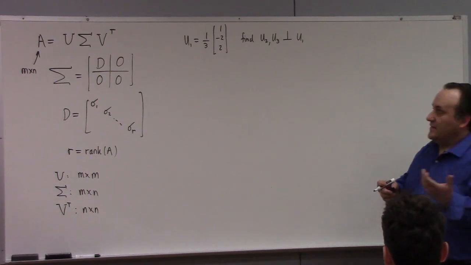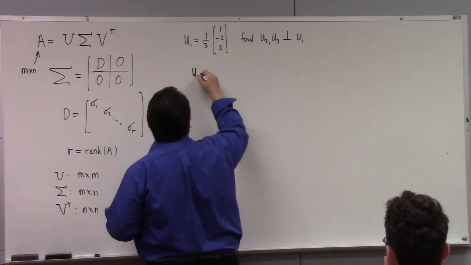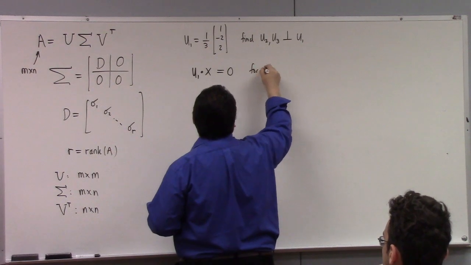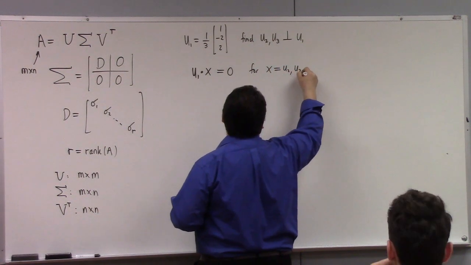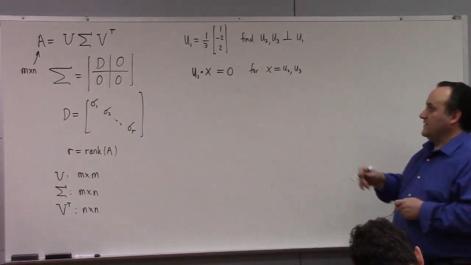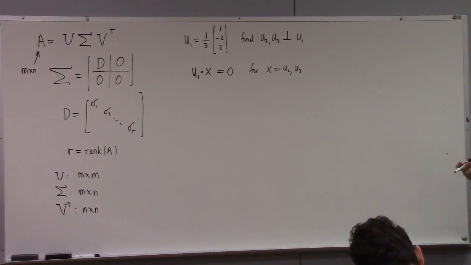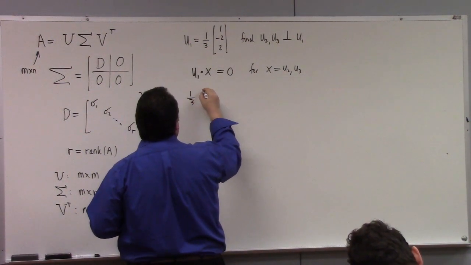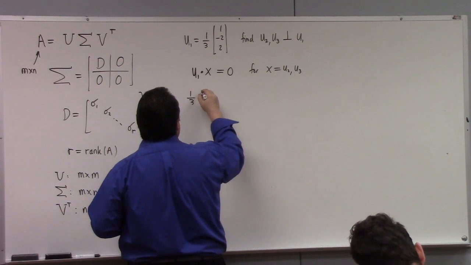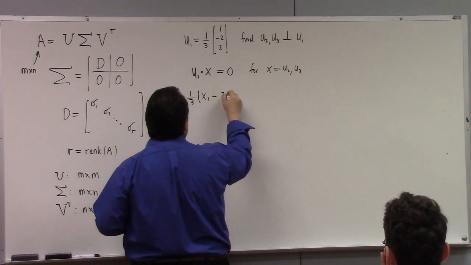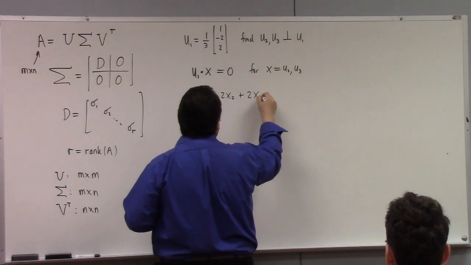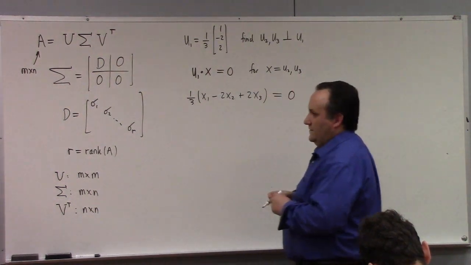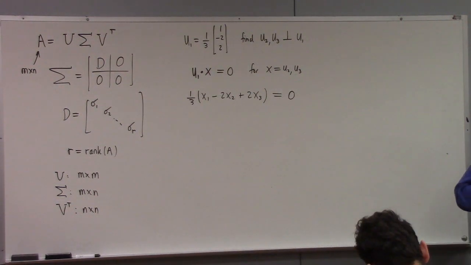So let's write it down symbolically. We're asking the question: we want U1 dot x equals 0, for x equal to U2 and U3, which we don't know. Our goal is to produce these guys. But that's just a linear equation, nothing more than 1/3 of x1 minus 2x2 plus 2x3 equals 0. What's the solution set to one equation in 3 unknowns?